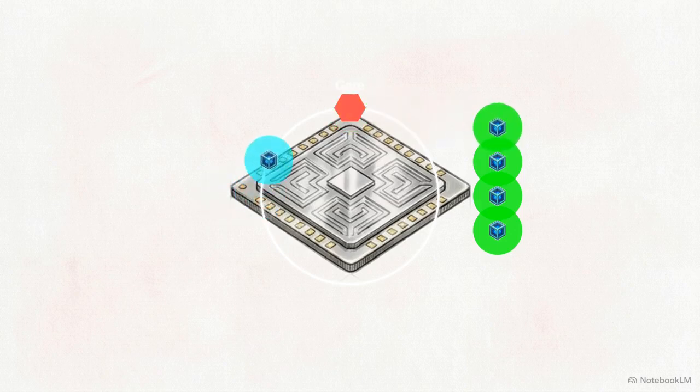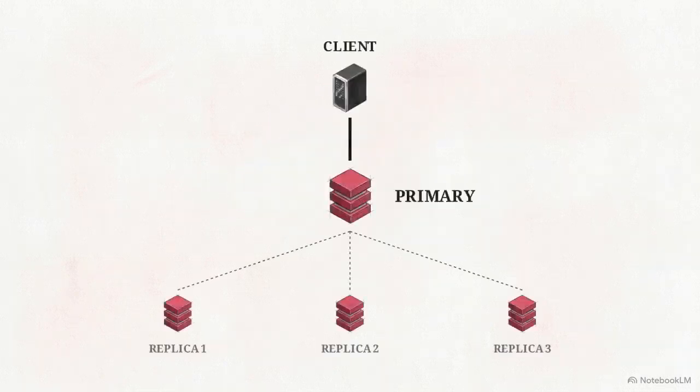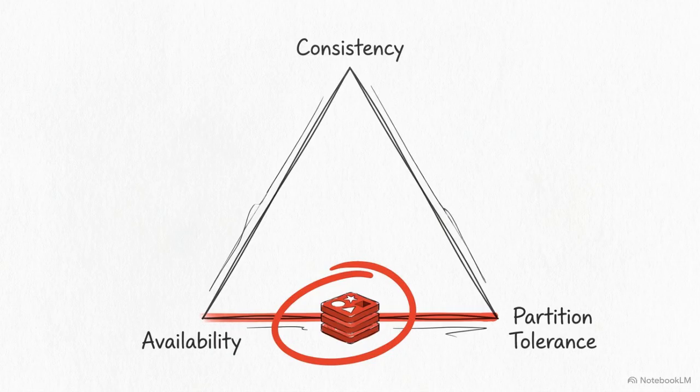Processing commands sequentially eliminates context-switching overhead typical of multi-threaded systems. To maintain high throughput, Redis employs asynchronous replication, where the primary node acknowledges writes before they reach every replica. This design prioritizes availability during network partitions, a trade-off that places Redis in the AP category of the CAP theorem.